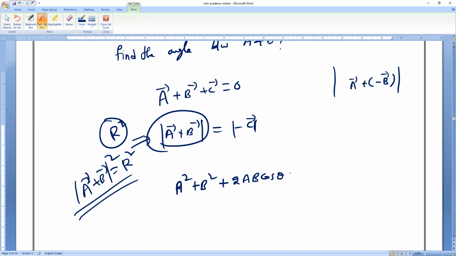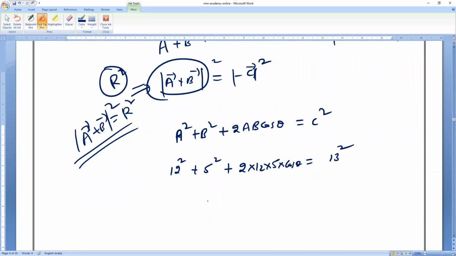A square plus B square plus 2AB cos theta, which is equals to C square, because mod. Both the sides I will apply the square. So mod means what? Negative or positive? Finally, it will become what? Everybody, positive only. So 12 square plus 5 square plus 2 into 12 into 5 into. Now we want to find cos theta only. What is the angle between A and B? So which is equals to C means what? 13 square. Right or wrong, everybody? So that is what you have to remember.